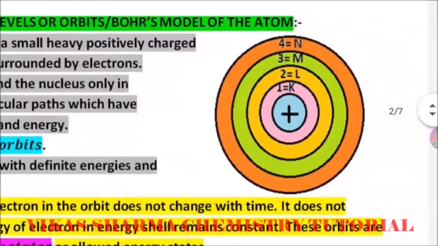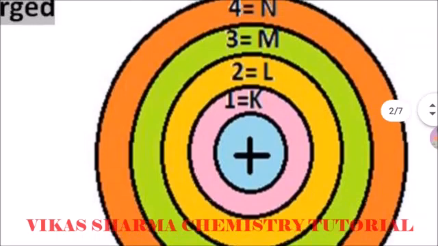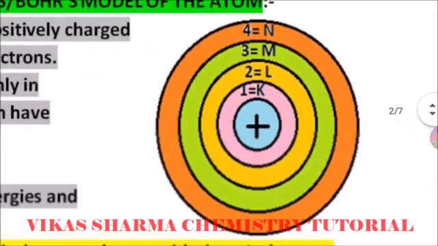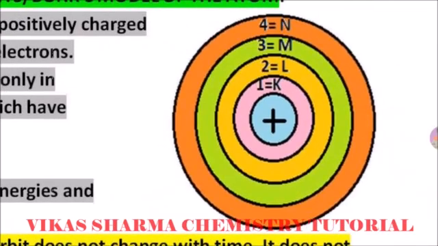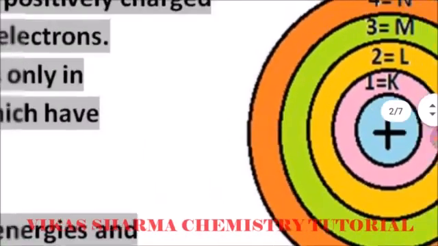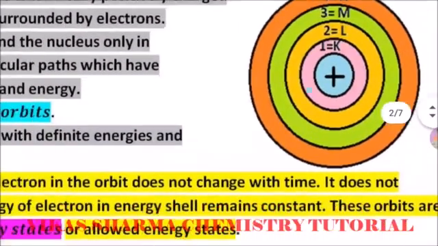You can easily see the first, K shell, is nearest to the nucleus. L is at some distance from the nucleus, and if we take the value of 4, the fourth energy level, it is far from the nucleus. So the shell number, the orbits, are different types: the K orbit, the L orbit, the M orbit, the N orbit, and these are the different energy levels. It is also known as an energy shell because an orbit has a definite energy.